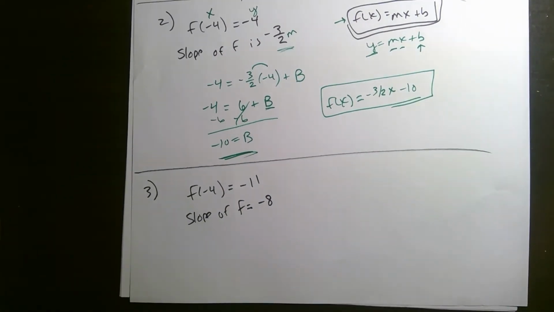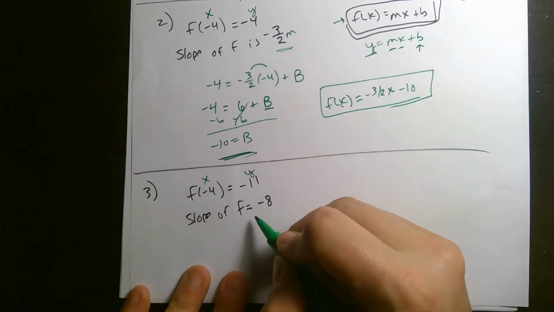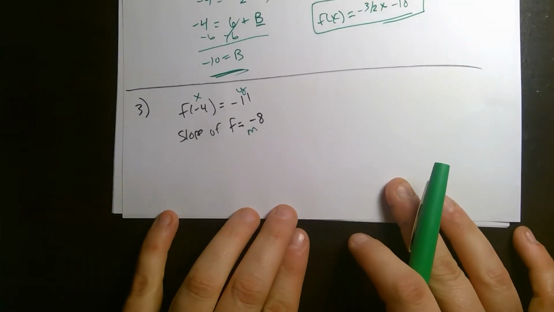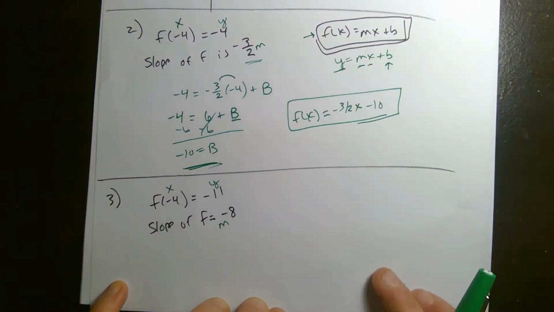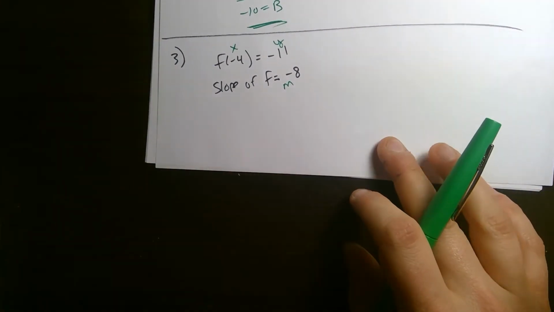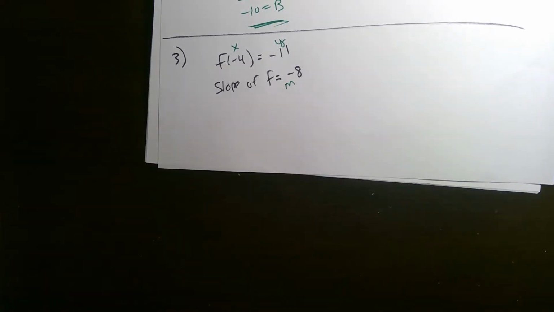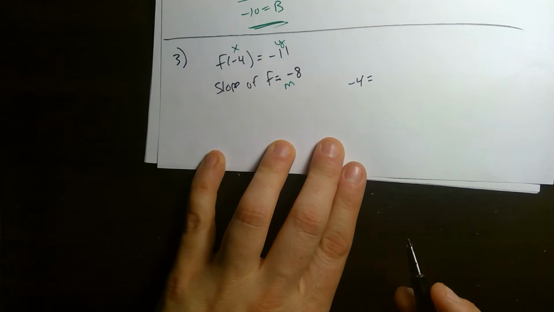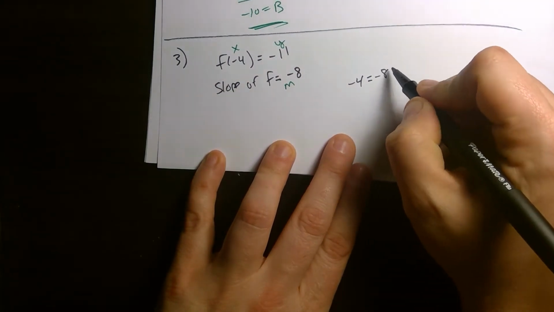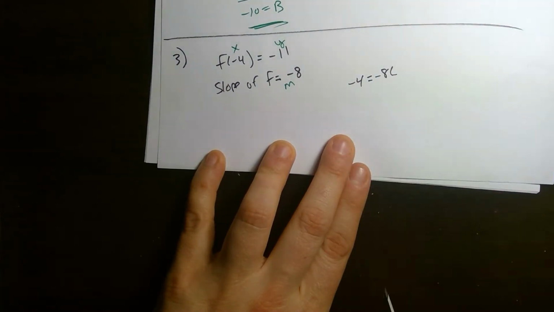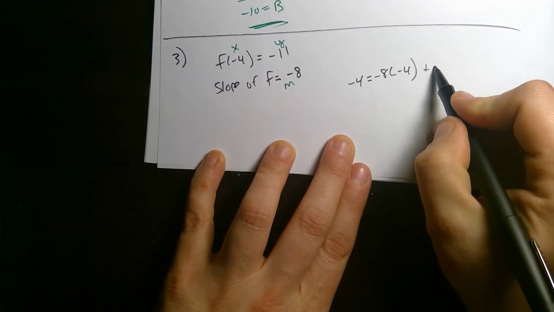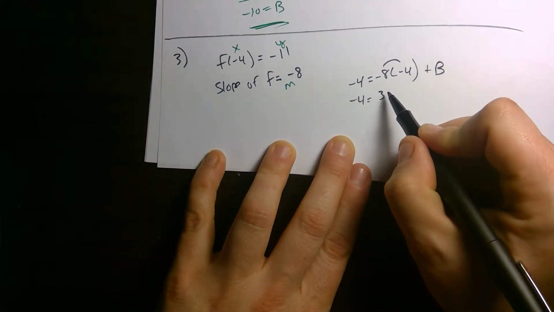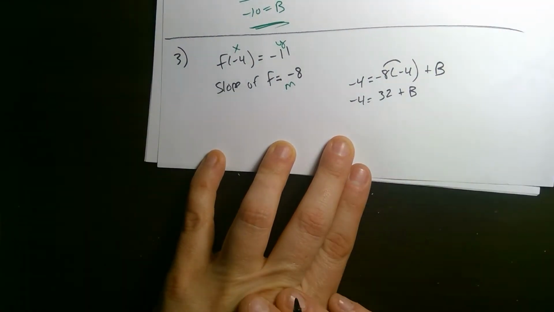And so the first thing I'm going to do is I'm going to say, well, this is my x value, this is my y value, this is my m value. I know that I need to find slope-intercept form. I know that I need to find a b value, just like I did in the previous problem. And so let's do that. Instead of me writing y, I'm going to put -4. Instead of me writing my m value, I'm going to put -8 times, instead of me writing x, I'm going to put -4, and then I'm going to put plus b. And so -4 won't change. I multiply these together. That gives me a positive 32 plus b.